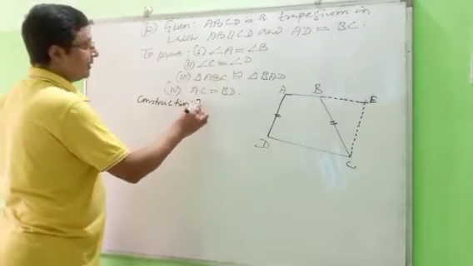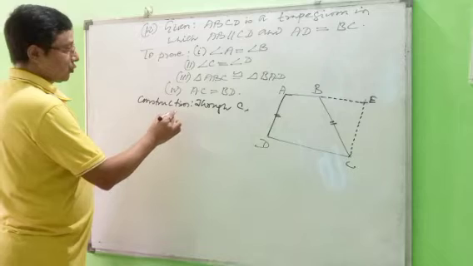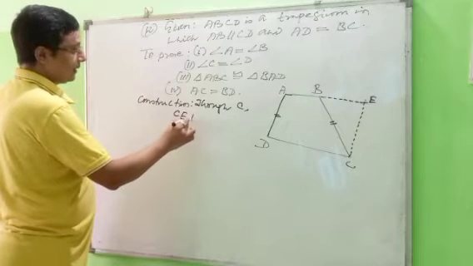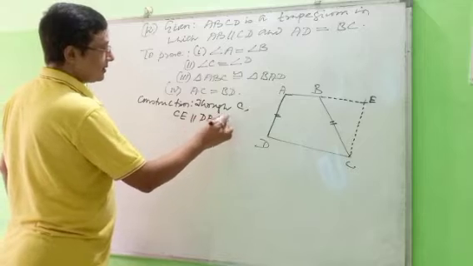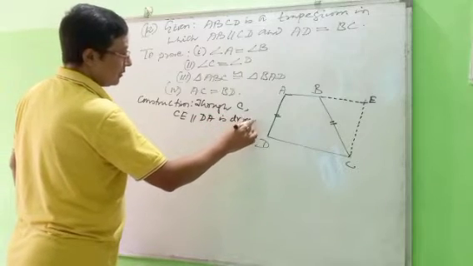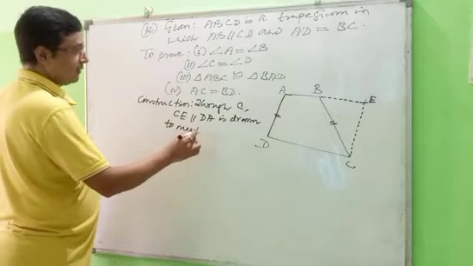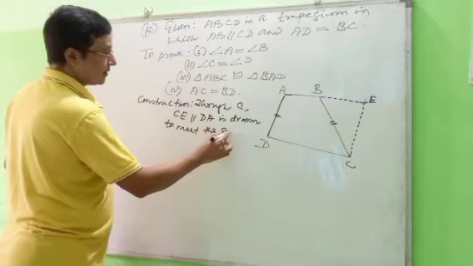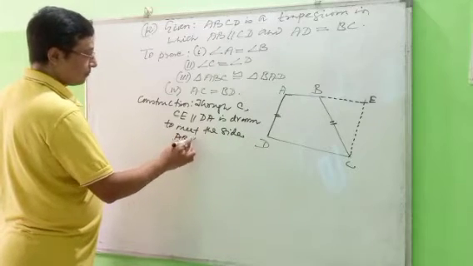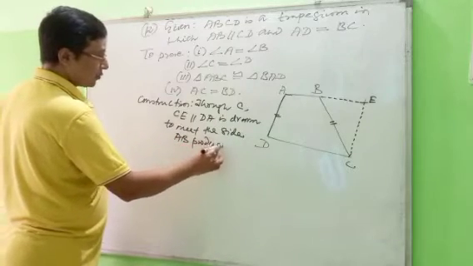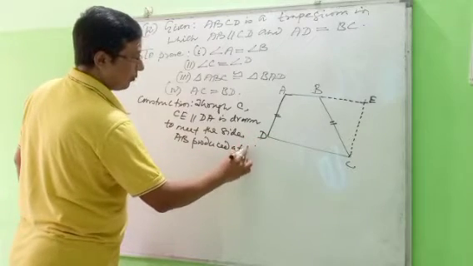Through C, CE parallel to DA is drawn, to meet the side AB produced at point E.